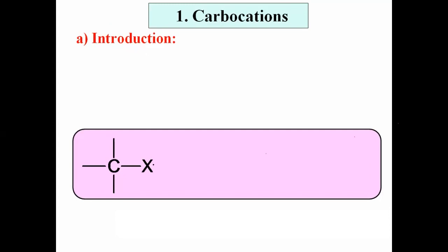We know how covalent bonds are formed. Yes, due to sharing of electrons. Means in between that carbon and X, there is a covalent bond, means there is an electron pair. Suppose in presence of polar solvent, that covalent bond undergoes heterolytic breaking. Now, what is heterolytic breaking? आपण आता मागे स्टडी केलेला आहे.